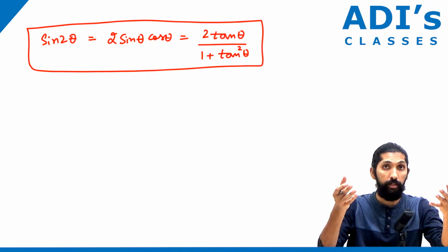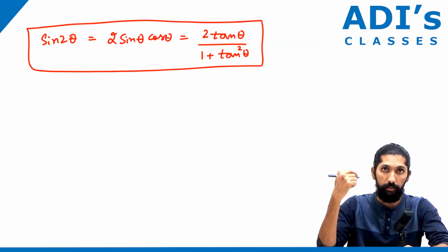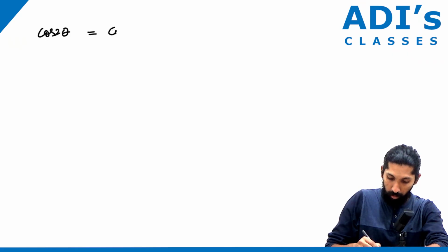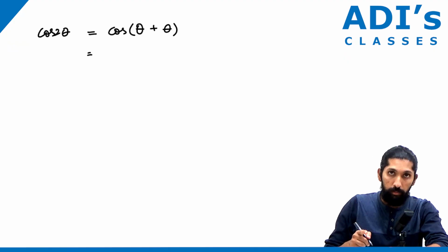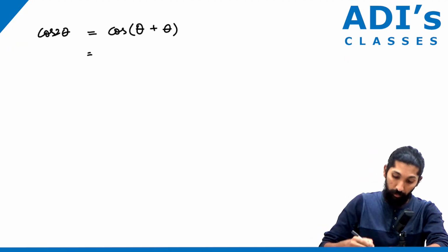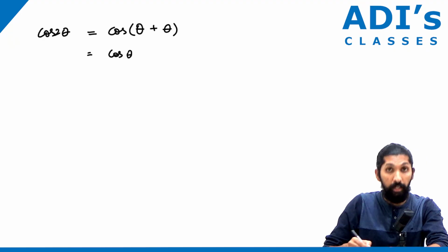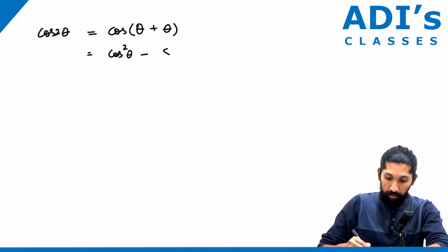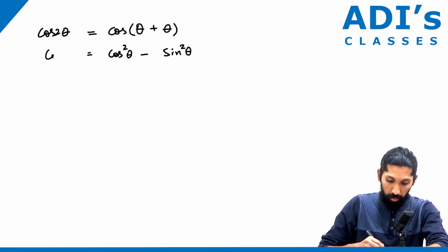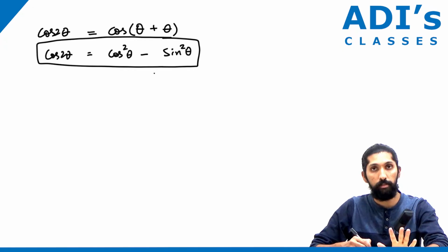Similarly, we'll do it for cos 2 theta and tan 2 theta. For cos 2 theta, the logic is the same. We'll write it as cos of theta plus theta. What is cos of x plus y? Cos x cos y minus sin x sin y, correct? So this is going to become cos theta into cos theta, which becomes cos square theta, minus sin theta into sin theta, which becomes sin square theta. So one of the formulas for cos 2 theta is this.